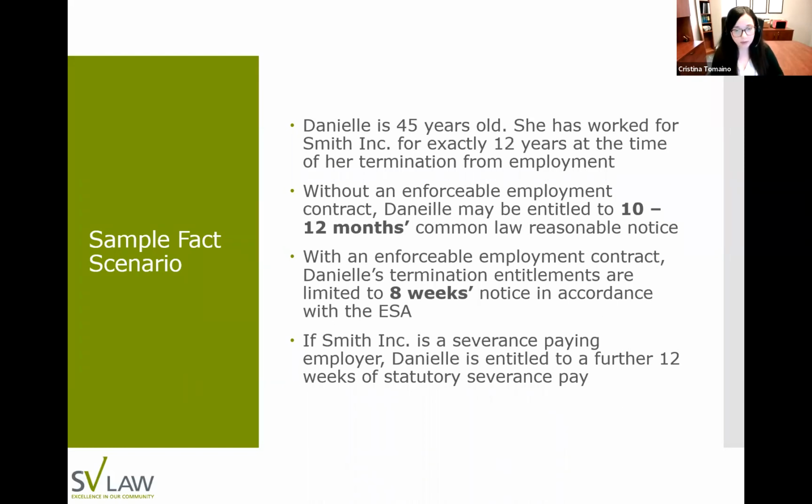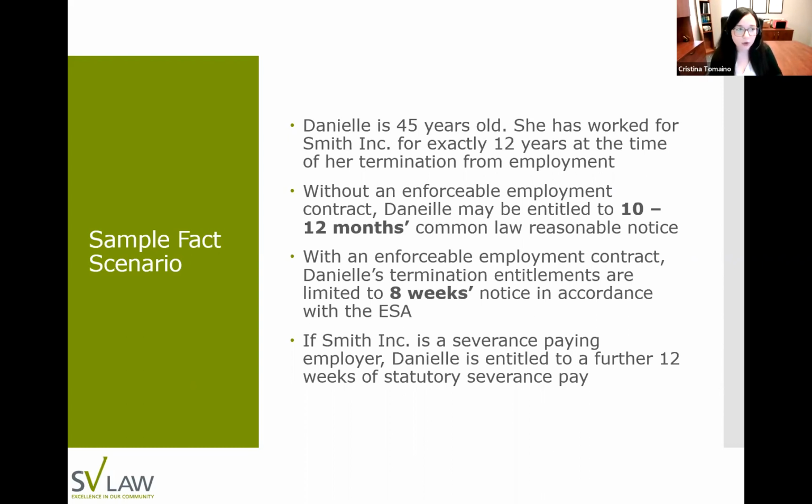Now, with an enforceable employment contract, however, we can limit Danielle's termination entitlements to what would be provided by the Employment Standards Act. So that's the first category that we discussed. And in that case, her termination entitlements would be limited to 8 weeks notice or pay in lieu of notice. Now, if her employer, who I've dubbed Smith Inc., is a severance paying employer, that is the $2.5 million global payroll, then Danielle would also be entitled to a further 12 weeks of statutory severance pay. So as you can see from this example, the range of possible liability to an employer is quite large.